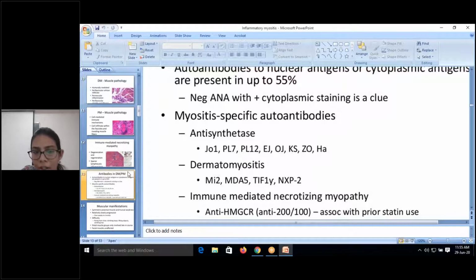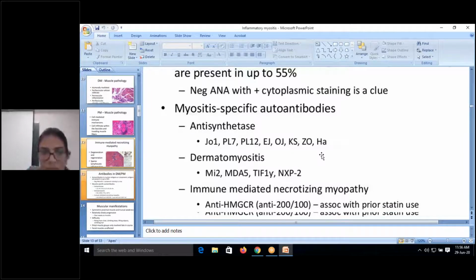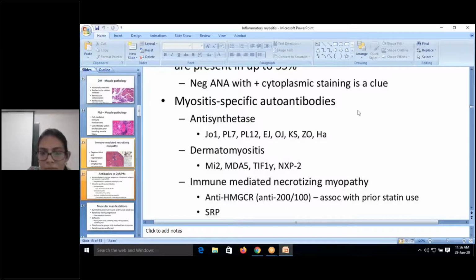For you now, just remember antisynthetase, that is enough. Furthermore, if you want to know, Jo1 is associated with one particular organ involvement. These are nothing but antibodies against different types of tRNA synthetase, given different names. Those are difficult to remember. So just to remember these abbreviations, remember PL7, PL12, EJ, OJ, KS, Ha. These are synthetase antibodies. And then coming to dermatomyositis antibodies.